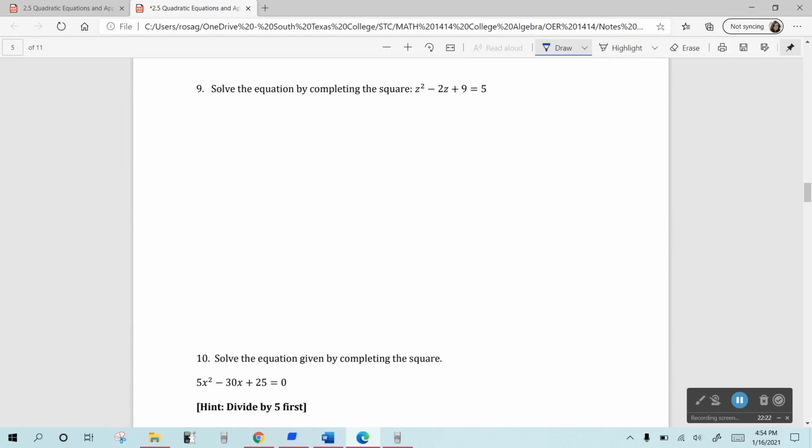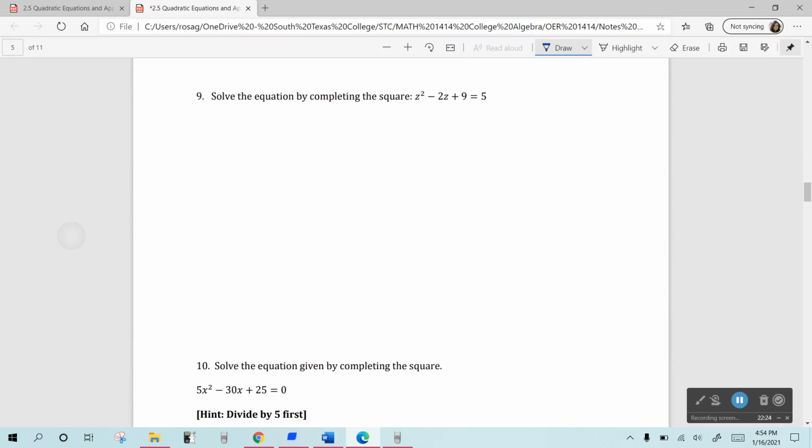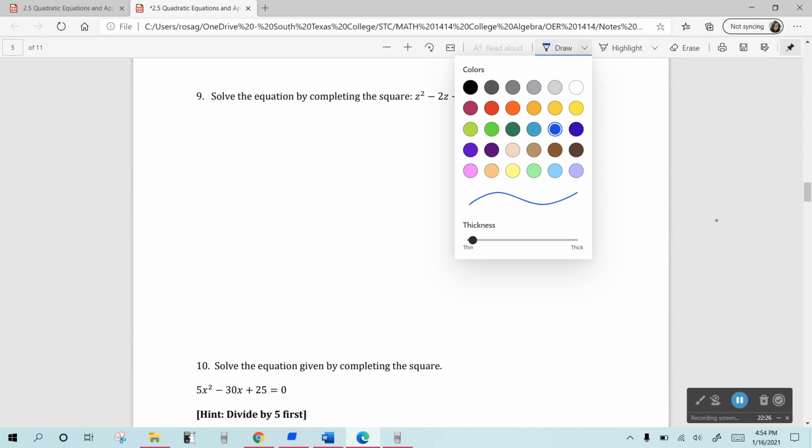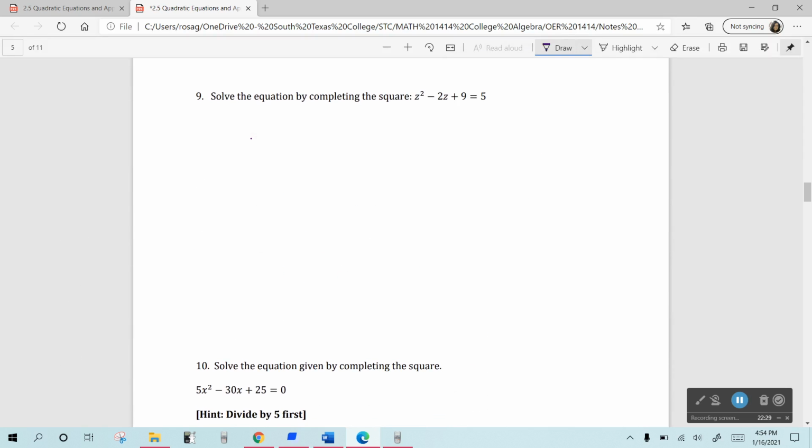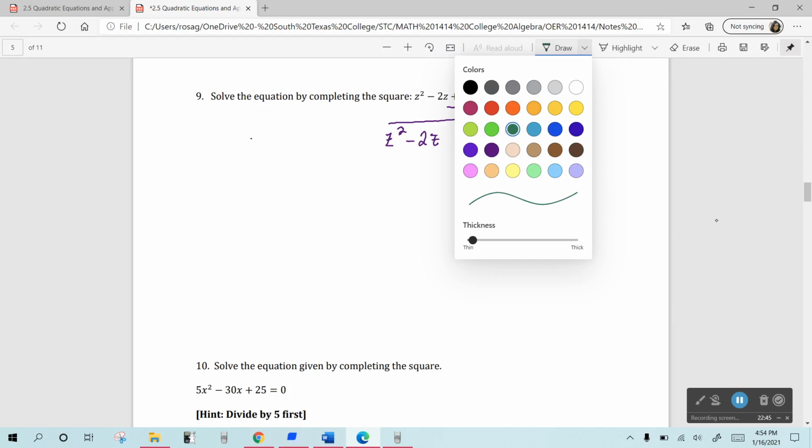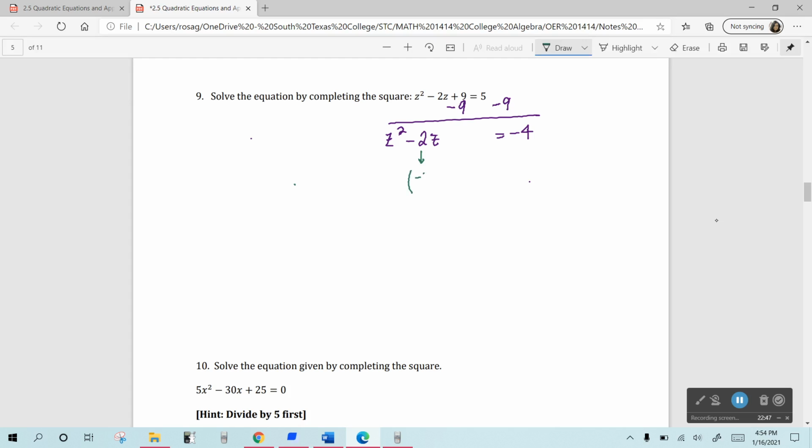Let's do one more. We have one here. So again, the first thing, you always start by moving this number with no letter to the other side. So you end up with z squared minus 2z, and I'm going to leave a space, equals negative 4. Now, you're going to take that middle number, divide it by 2, and square it. And that's going to give me a 1, and you're going to put it on both sides.